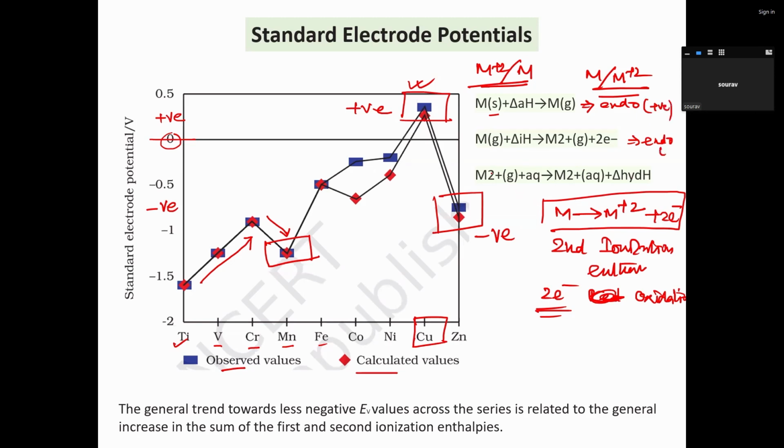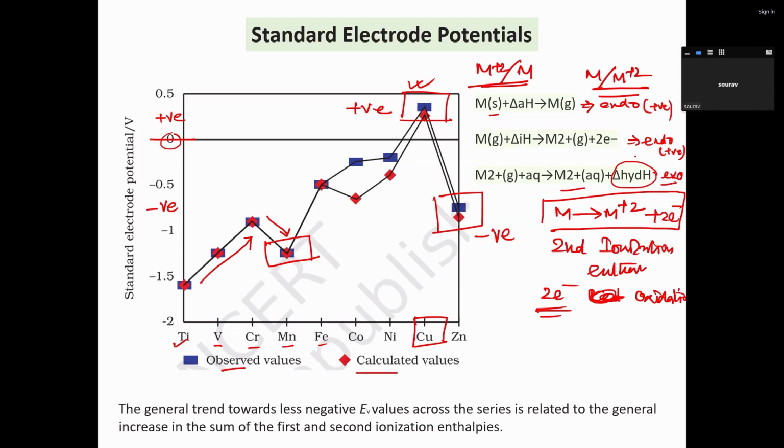Now, when it is M plus 2 in the gaseous state, it reacts with water and forms M plus 2 aqueous. So this is the hydration enthalpy. When the gaseous ion reacts with water, some amount of energy is released, so it is exothermic. So it will have the negative value.